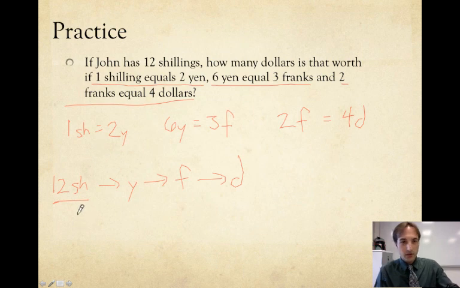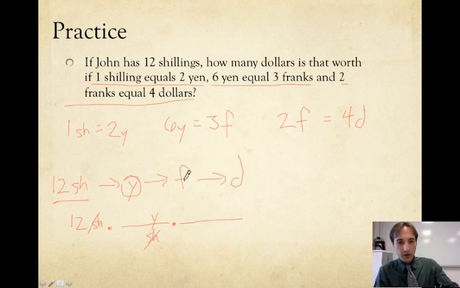Now we set it up dimensional analysis style. So we write down our given, 12 shillings, dot, line. What we have goes on the bottom because we want shillings to cancel out. What we want is going to go on top. We know we're going to go from shillings to yen, so yen goes on top. Take it to the next step.